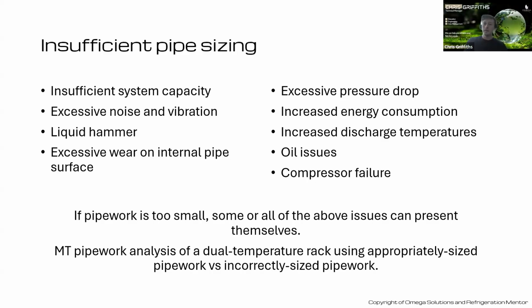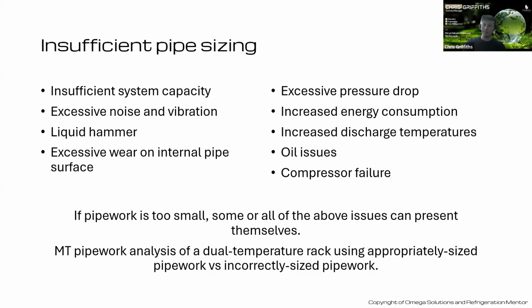Definitely. So the purpose of today, because we've not got a huge amount of time in each one of these sessions, I thought we'd try and break it down into what's most key and what we find most on sites cause issues. So insufficient pipe sizing is the main one here. As I've already said, insufficient system capacity is the main issue at the end of the day. We want to make sure we can actually cool what we need to do. And if our pipes aren't large enough to carry the refrigerant, it's not going to happen.